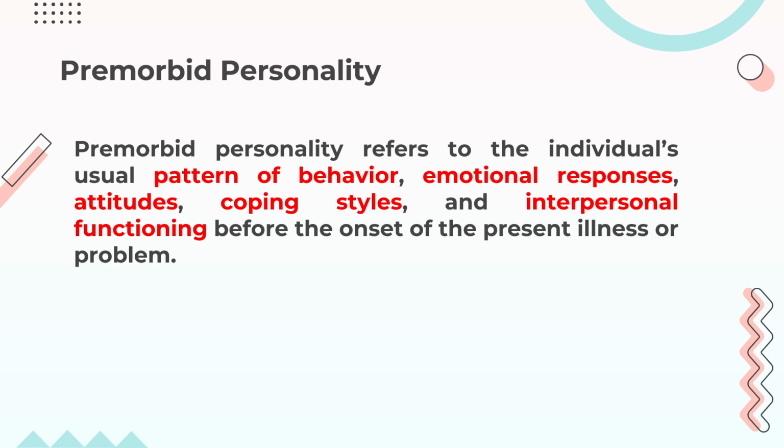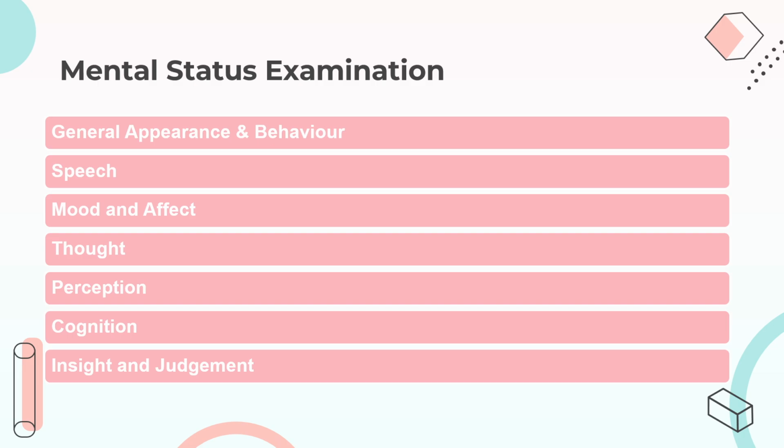A few things which you have to understand. Premorbid personality, which is nothing but how the individual was before the illness, before the problem. This refers to the individual's behavior, their emotional responses, their coping mechanisms, their interpersonal functioning. How was the person before the illness? That is what premorbid personality is about.